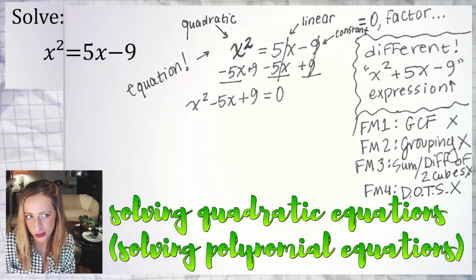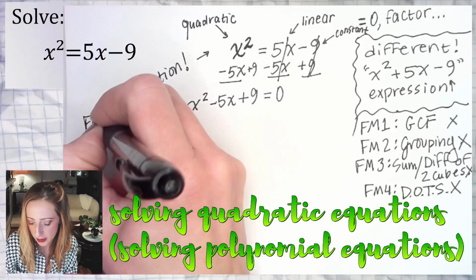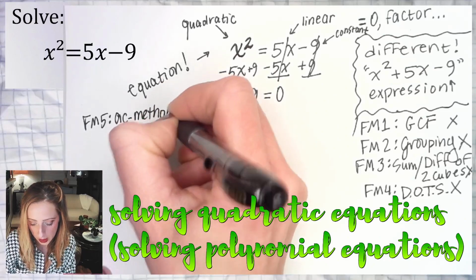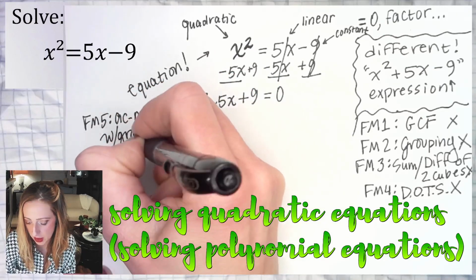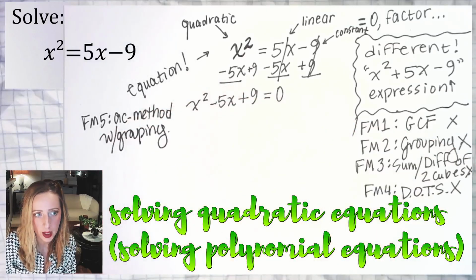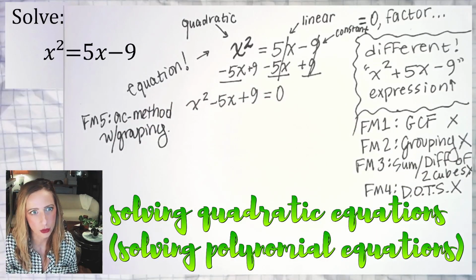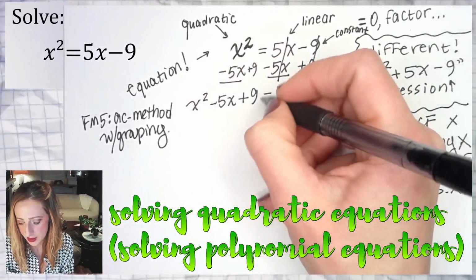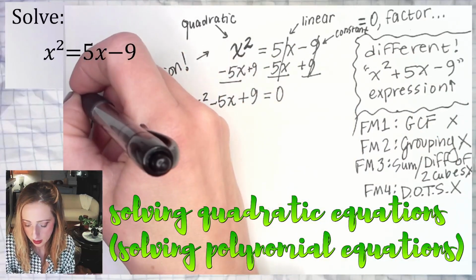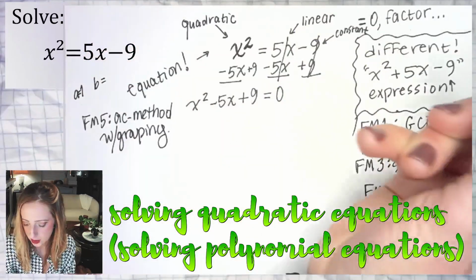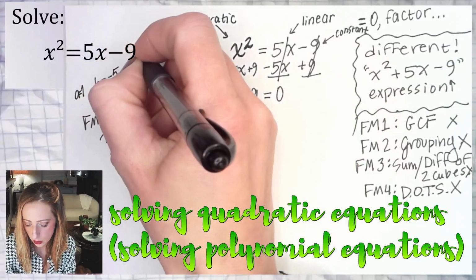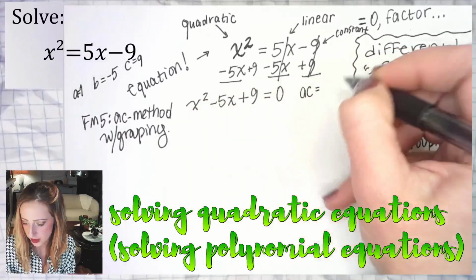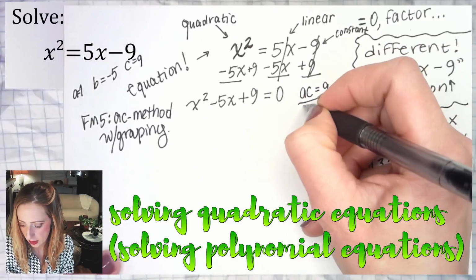The best option for me to try right now is going to be factoring method 5, which is the AC method with grouping. So the AC method is what allows us to split that middle term, and from there we'll do grouping because we'll have 4 terms. But if we tried this, A is 1, B equals -5, and C equals 9. Squish it over there. So A times C is how you would start. 1 times 9 is 9. You would look for a pair of factors that multiplies to give you 9.